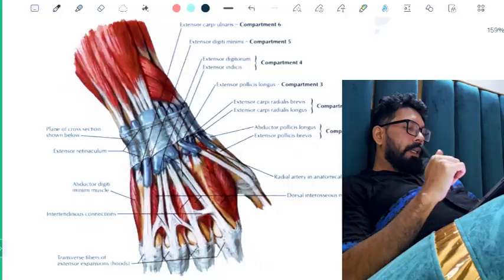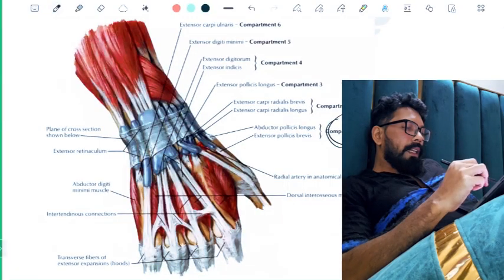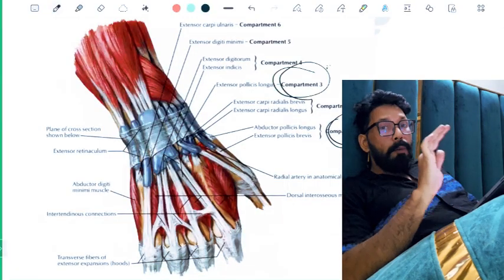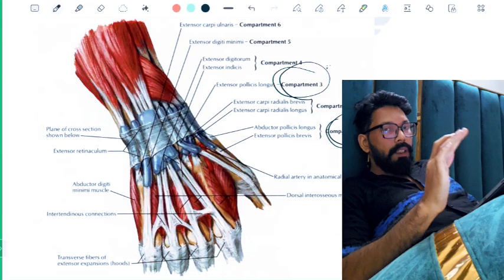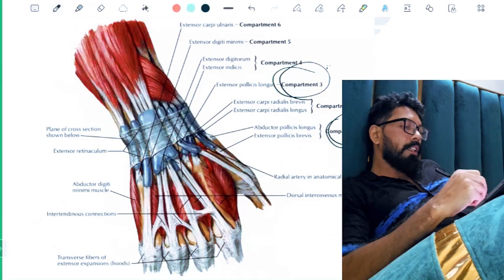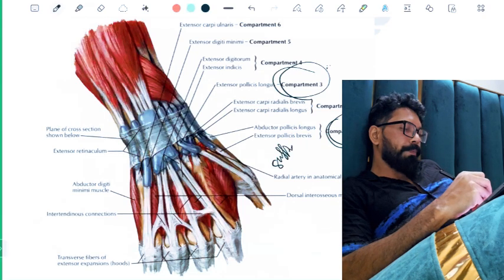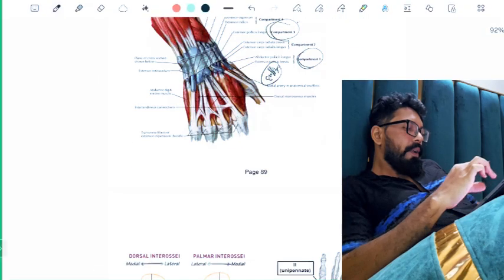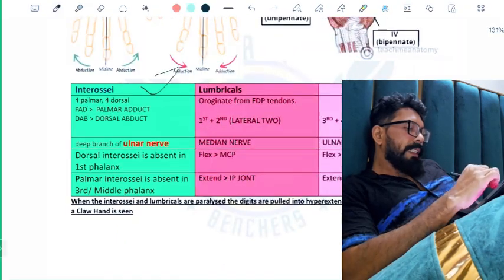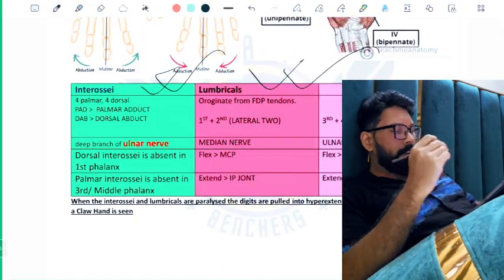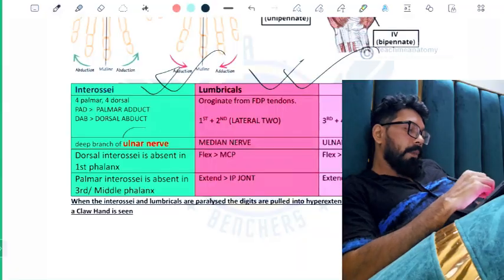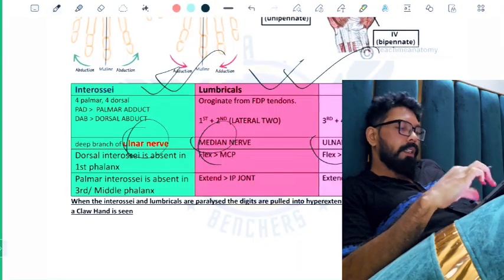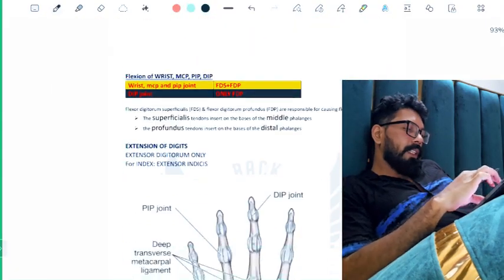And for the extensor compartments, remember the first compartment and third compartment. You must remember these two compartments and their components, because they are the boundary of the anatomical snuffbox. Then here we have written down only the things I have told you. Interossei are supplied by the ulnar nerve. When we study all the nerves, you will know it very easily.